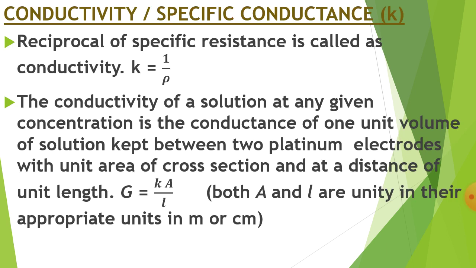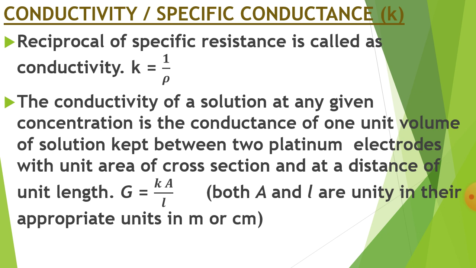Now conductivity or specific conductance, the symbol is κ. The K comes from kappa. It may be defined as the reciprocal of specific resistance, that is, resistivity is called conductivity. So now the formula is κ equals 1 by ρ. Here ρ denotes the specific resistance.